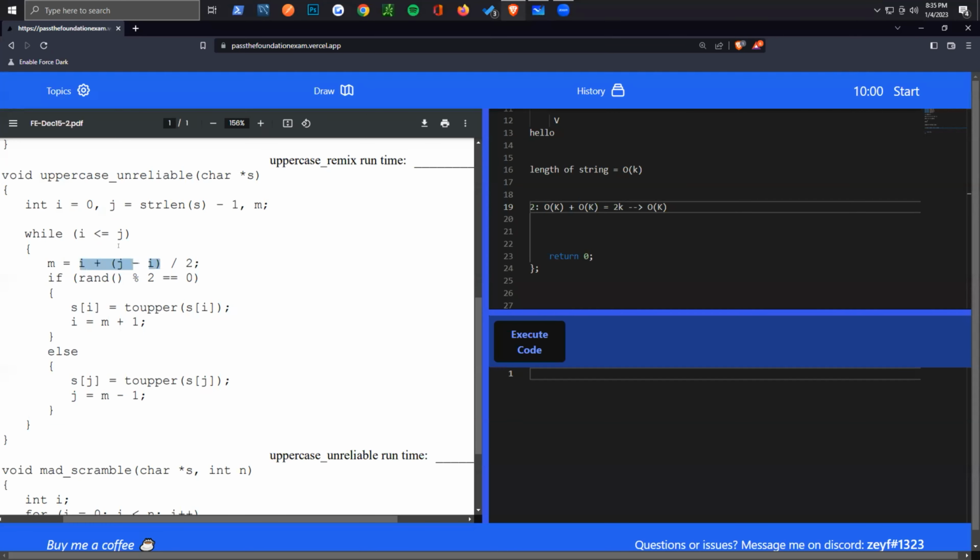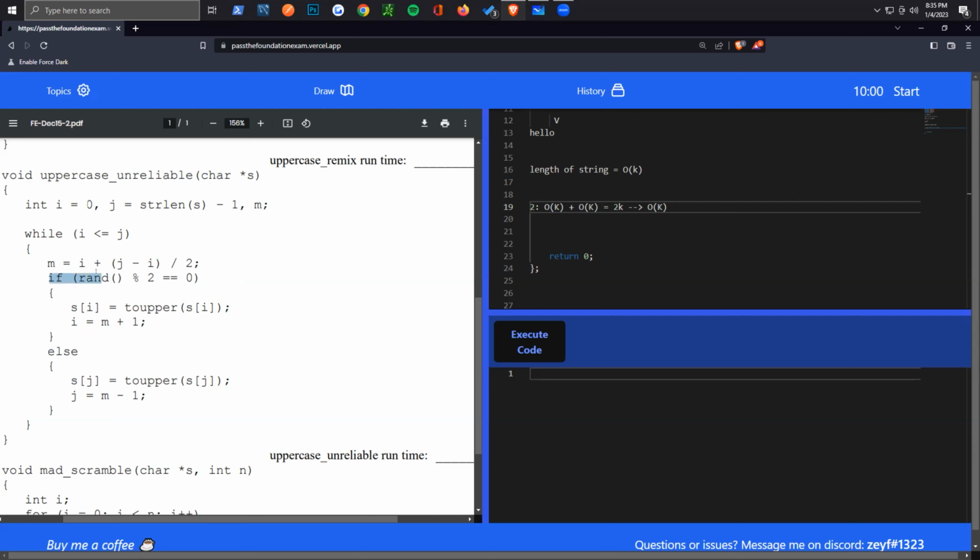And you can kind of tell by how they set up the problem that there's an m, so mid. And the way they did this, it's the same thing as doing i plus j divided by 2. It's just the same exact thing. It just finds the difference and divides by 2. So this calculates the mid.